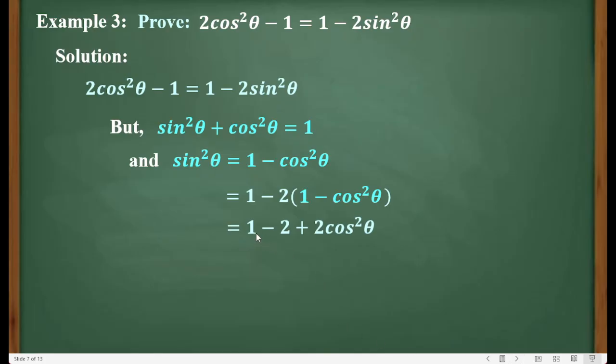And these first two terms can now be combined since they are both numerical terms or constant terms. So as a result, 1 minus 2 will become negative 1 plus 2 cosine squared theta. Or we interchange the terms so that the negative term will be written as the last term and the first term should be the positive one. So it becomes 2 cosine squared theta minus 1, which is right now identical to the expression on the left side, which is this one.